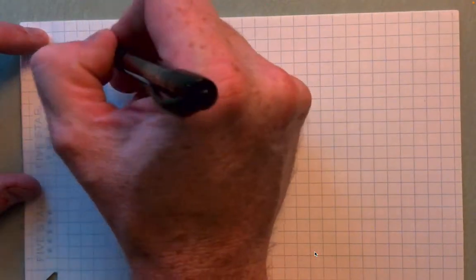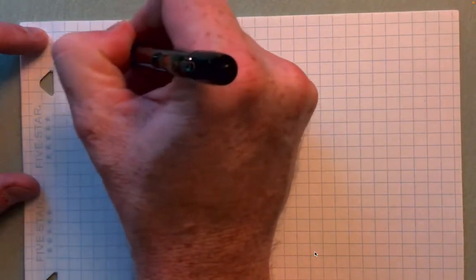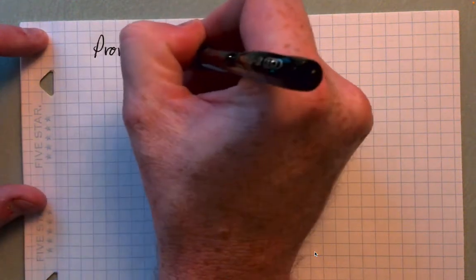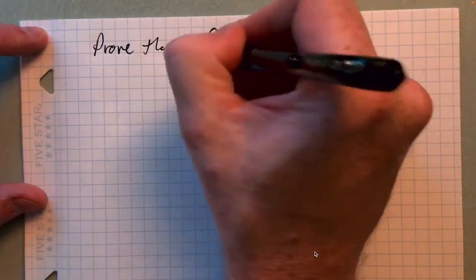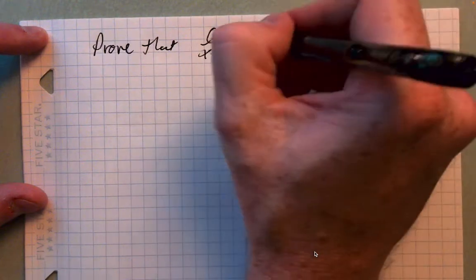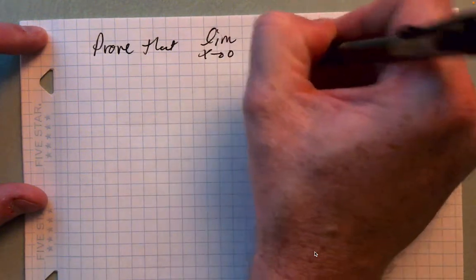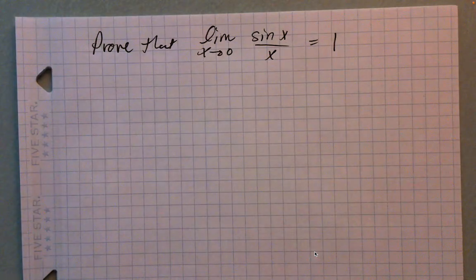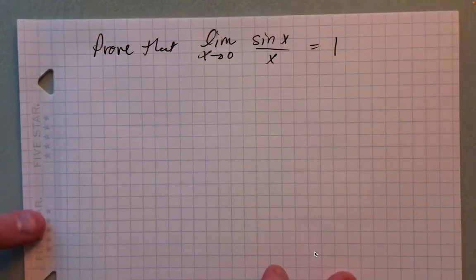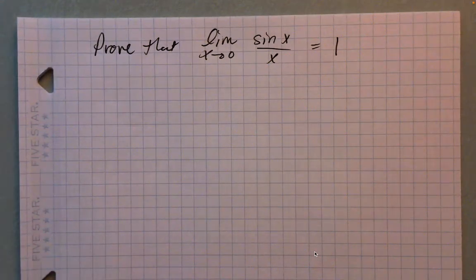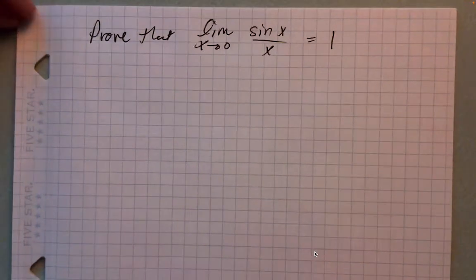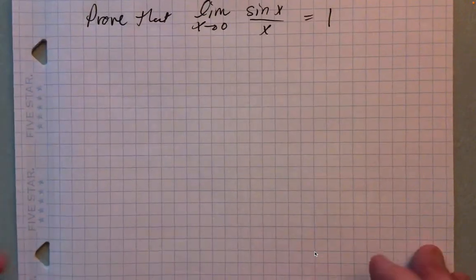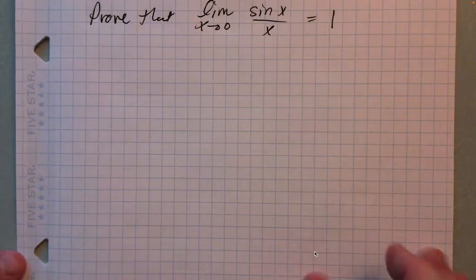So let's prove that the limit as x approaches 0 of sine of x over x is equal to 1. So we want to prove that theorem. Okay, so because this involves sine, naturally we're going to be pulling in some unit circles. So you might be forced to refresh some of your trigonometry.